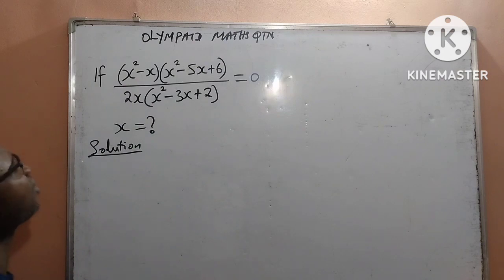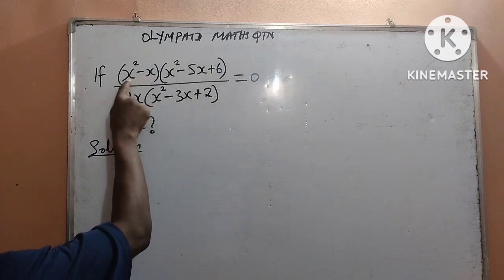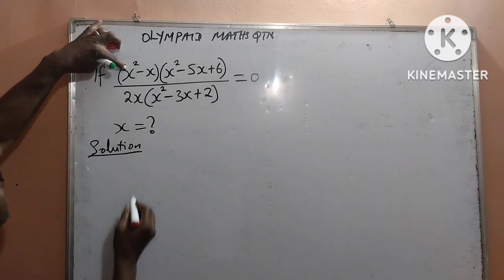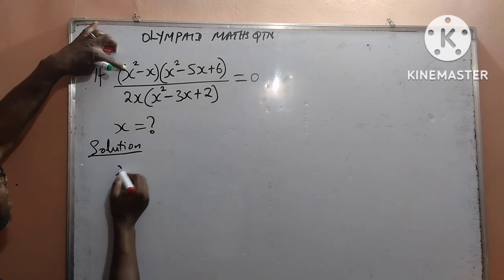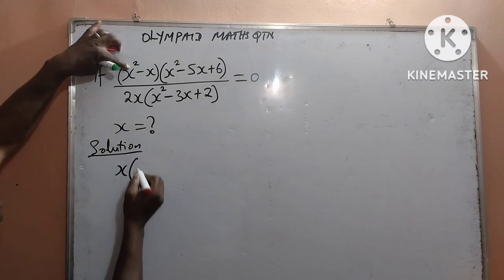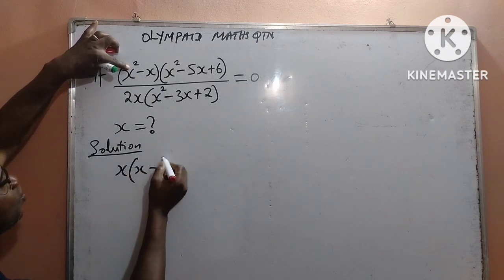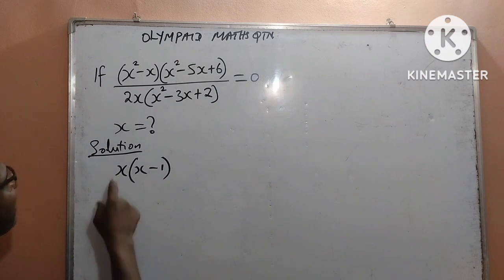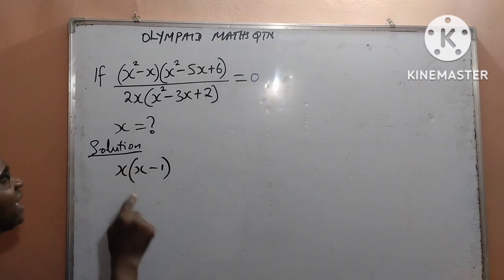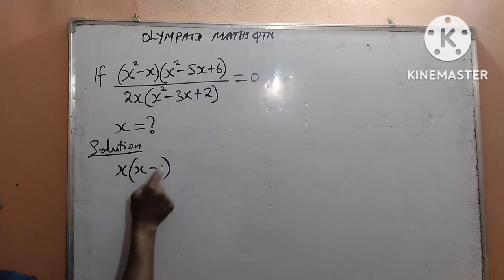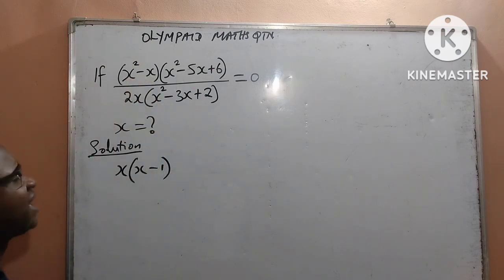I begin from the first bracket at the numerator. I want to factor what is common, and that is x. So I factor out x. Inside the bracket I have x minus 1. What that means is that if I multiply x into the bracket, I shall have x times x, which is x squared, and x times negative 1, which gives me negative x.